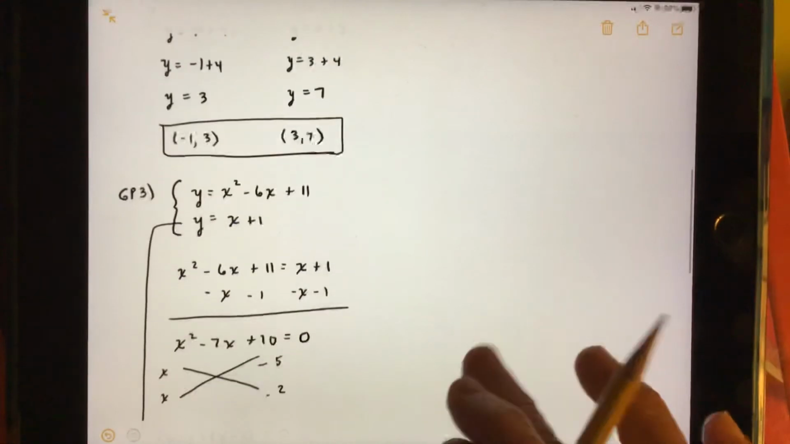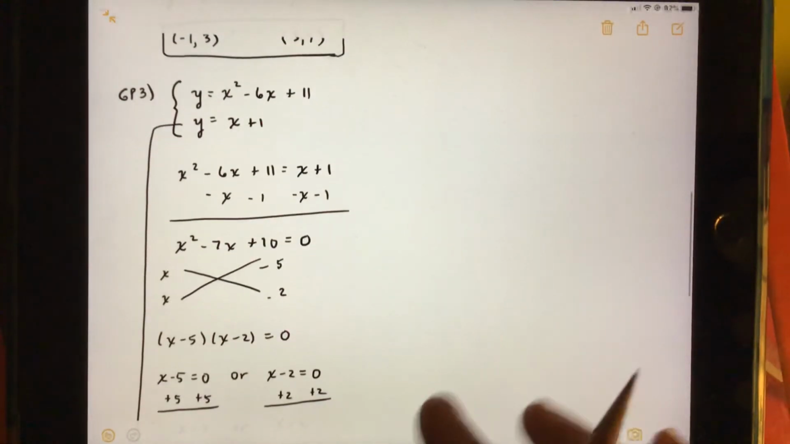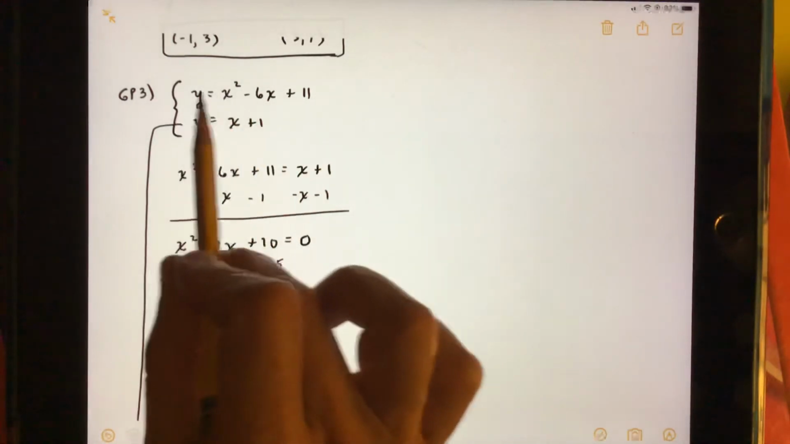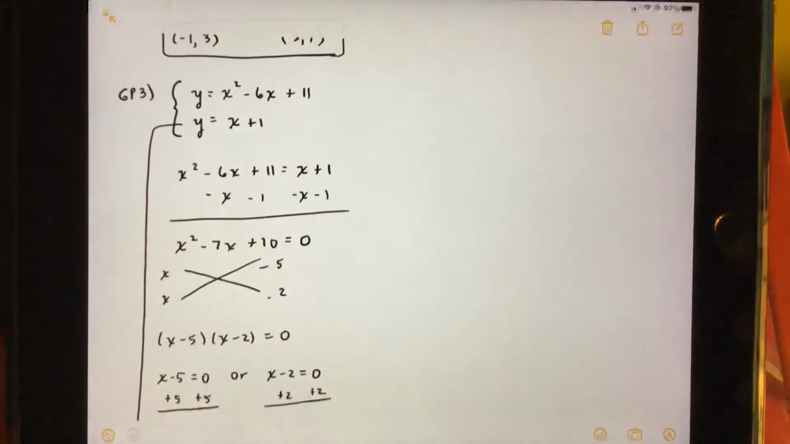My second guided practice problem, which will be the last one we're going to look at today, is the same idea, where we have a quadratic equation, so this would graph into a parabola, and then we have a linear equation. This would graph into a line, and we're going to see if we can find at least one xy pair that solves this system.